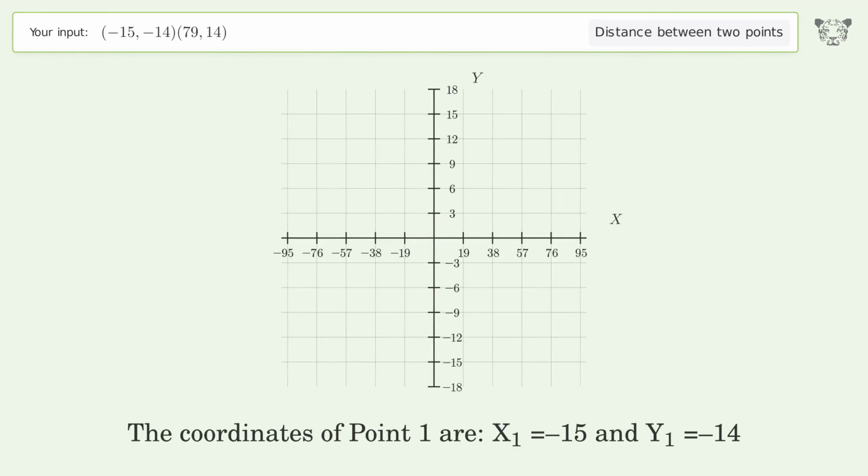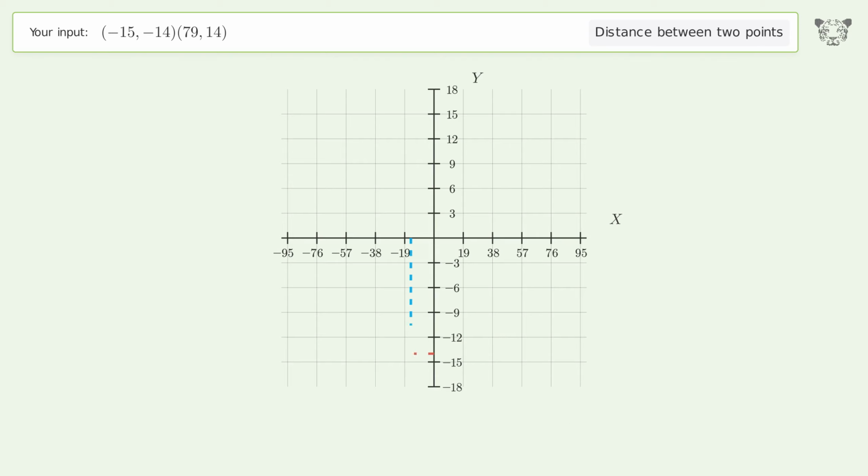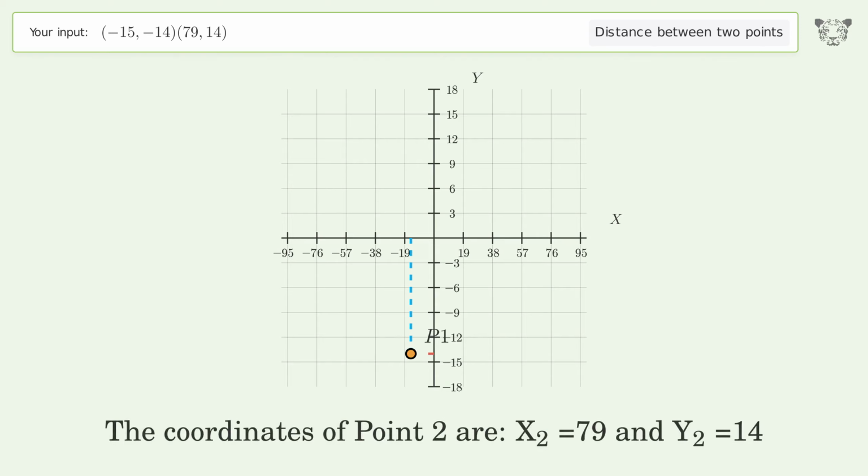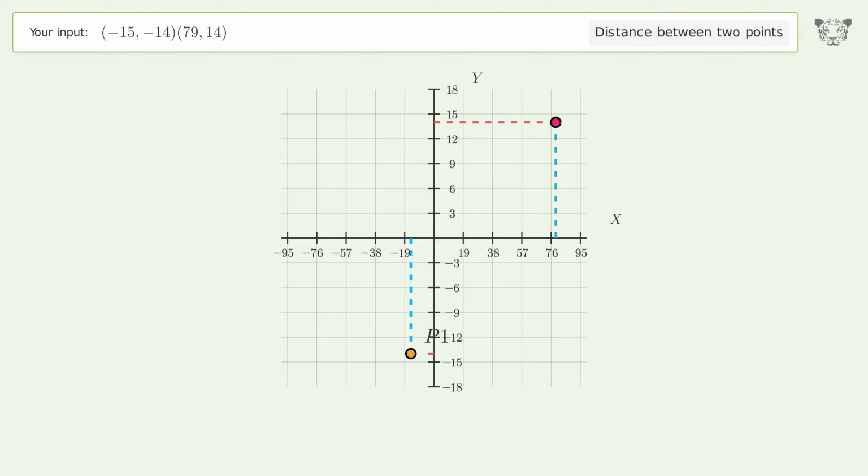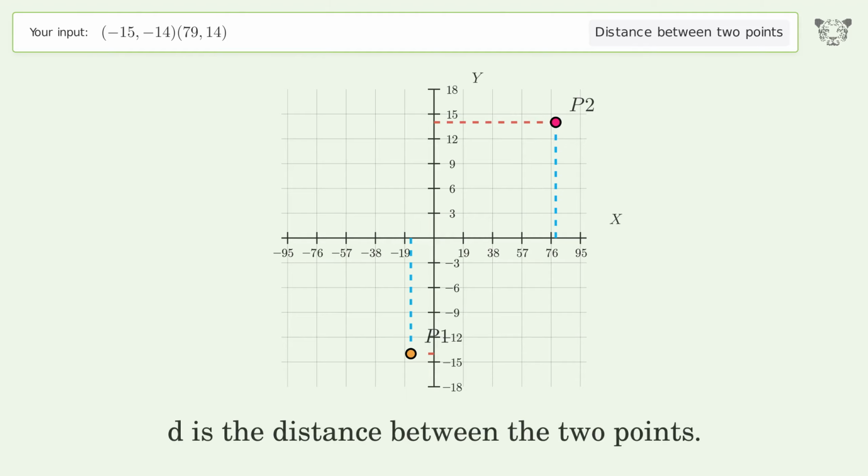The coordinates of point 1 are, x1 equals -15 and y1 equals -14. The coordinates of point 2 are, x2 equals 79 and y2 equals 14. D is the distance between the 2 points.